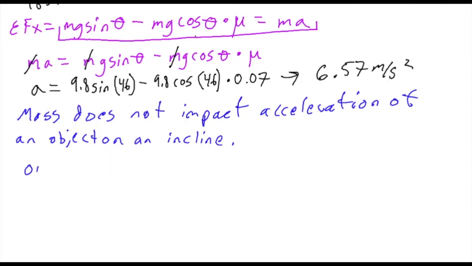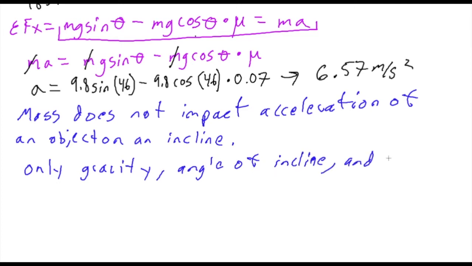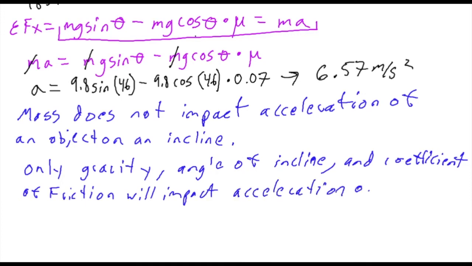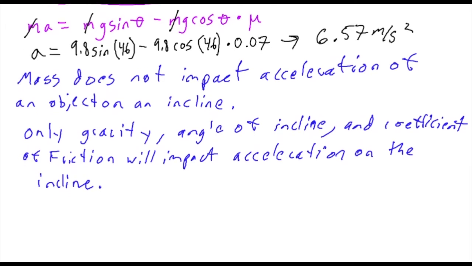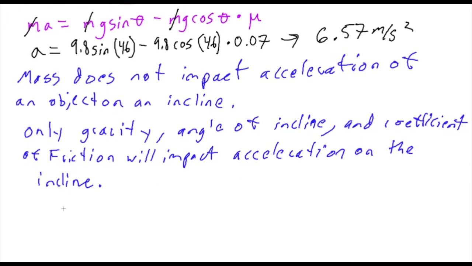The only variables that will impact the acceleration of an object on an incline are going to be gravity, the angle of the incline, and lastly, the coefficient of friction. This should go without saying, but obviously, as the angle increases, acceleration will also increase.